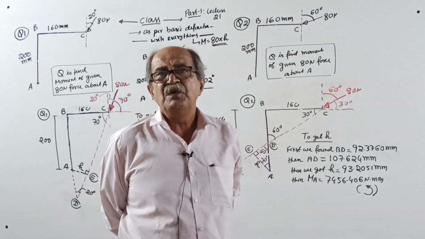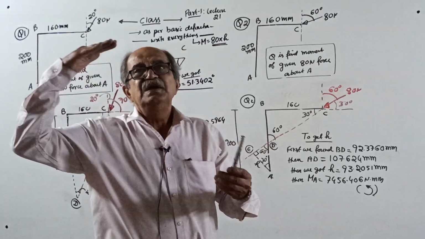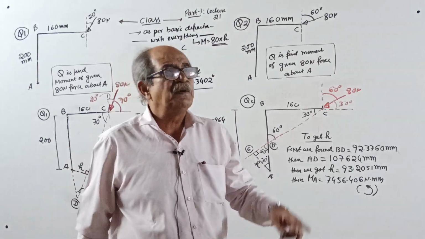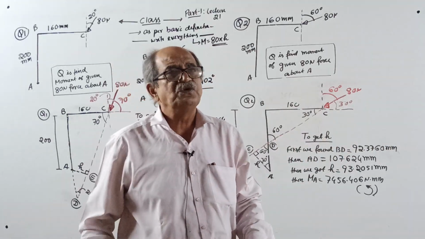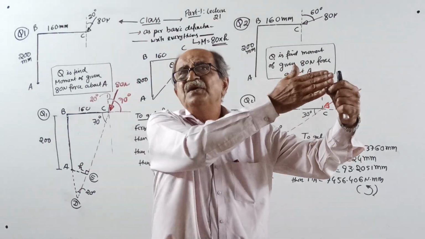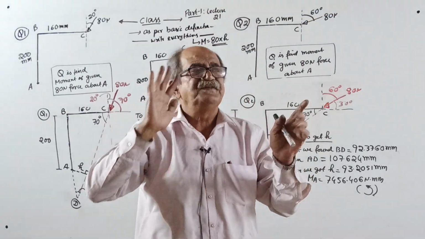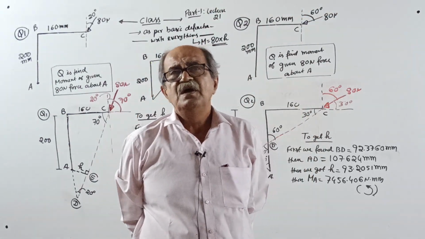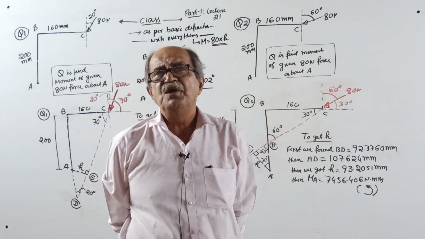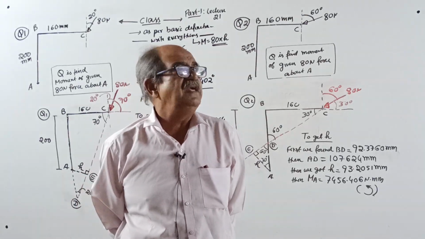When you want a moment of a force about any point, first I told you, it is force multiplied by perpendicular distance from that point to the line of action of the force. If a point is here, for a vertical force, it is horizontal distance. For a horizontal force, it is vertical distance. Therefore, if the force is horizontal or vertical, there is absolutely no problem. Directly you get the answer. You can find moment very, very easily.